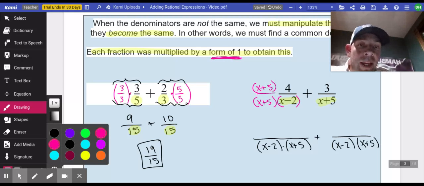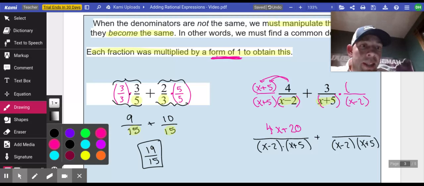Okay. So in essence, I'm going to distribute the 4 to make 4x plus 20. Now over here, this denominator is missing a factor of x minus 2. And I got to multiply the top and the bottom by the same thing so that it's a form of 1. I'm going to go ahead and distribute my 3 to get 3x minus 6.